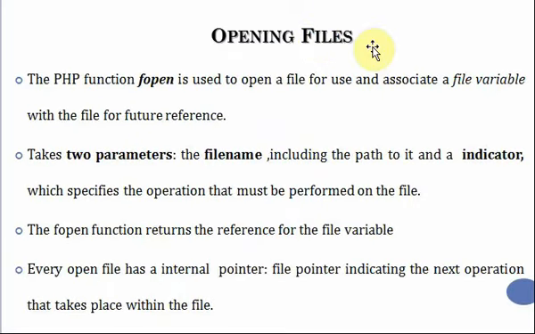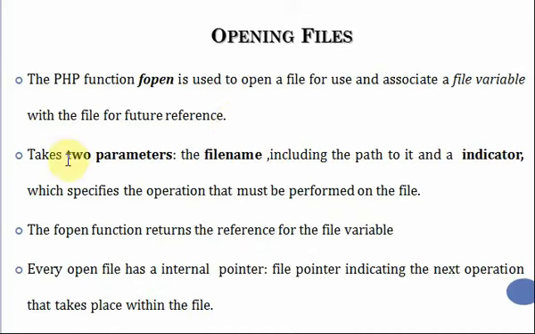Whenever you want to do any operation on a file, so what is a file? A file is nothing but a collection of information or data, you can say. So whenever you want to perform any operation on the file, first of all you have to open that file. For that purpose you have a function called fopen that is used to open a file for use and associate a file variable with the file for future reference. So you're going to open a file and associate a file variable to it, and using that file variable you can reference that file whenever required.